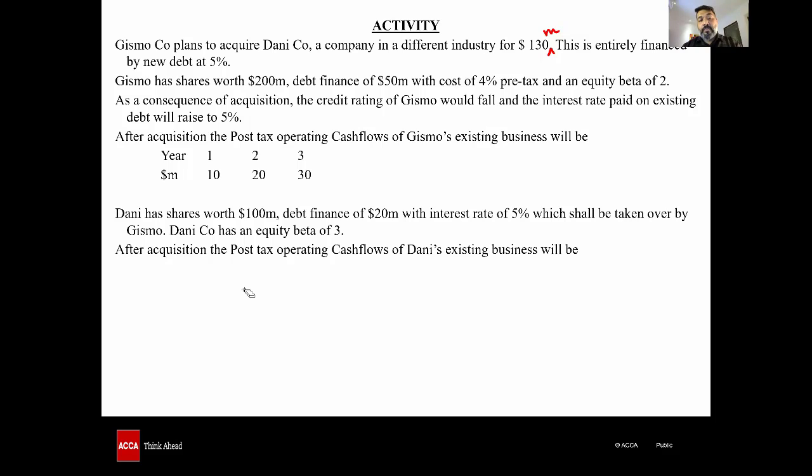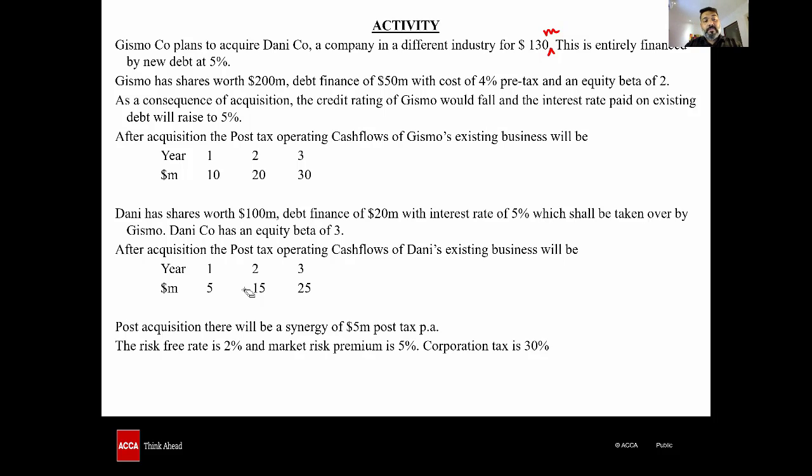After acquisition, the post-tax operating cash flow of Danny's existing business will be, year 1 it is 5 million, year 2 it is 15 million, year 3 it is 25 million. Post-acquisition, there will be a synergy of 5 million post-tax per annum, all the years. Risk-free rate is 2%, the market risk premium is 5%, corporation tax is 30%.